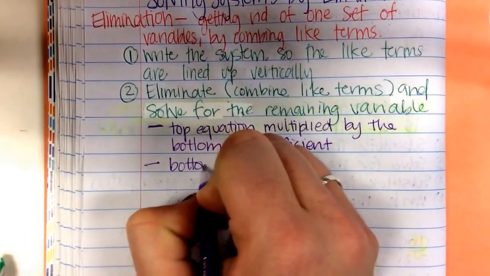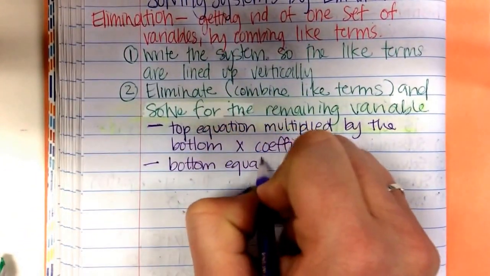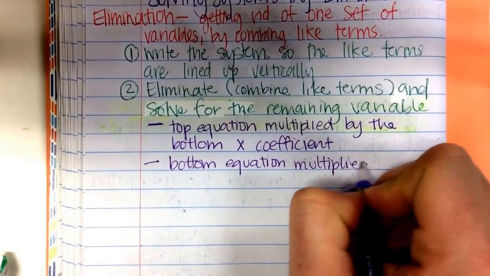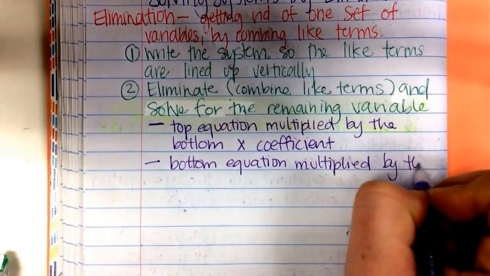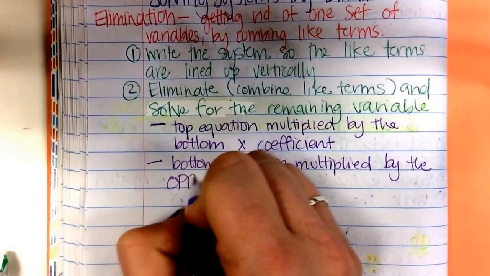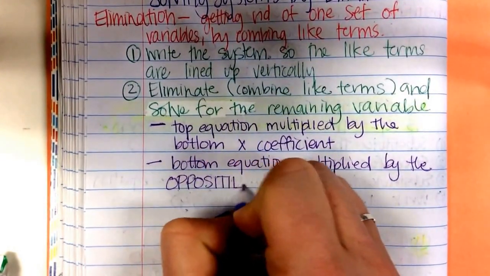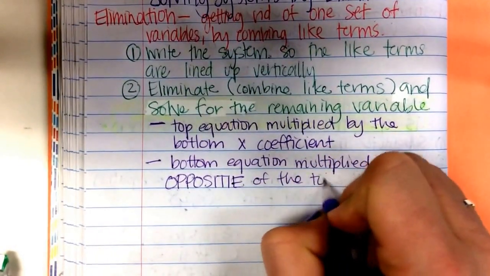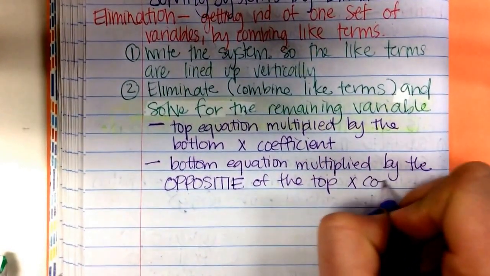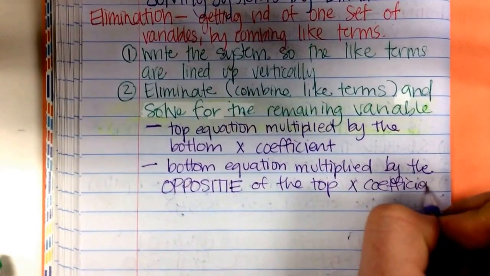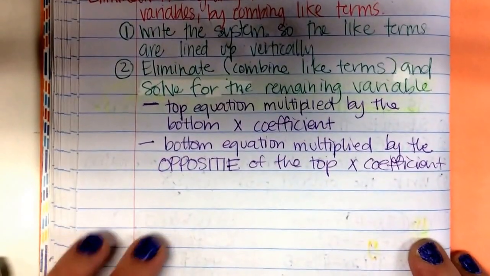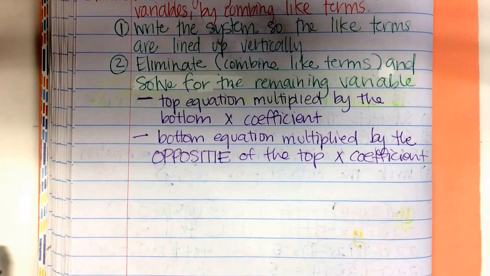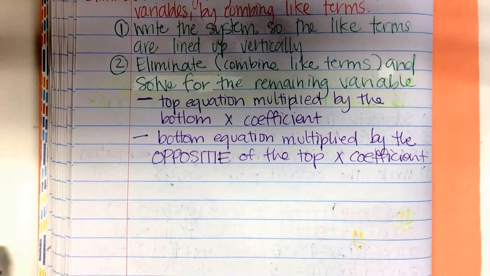The bottom equation is multiplied by the opposite of the top x coefficient.